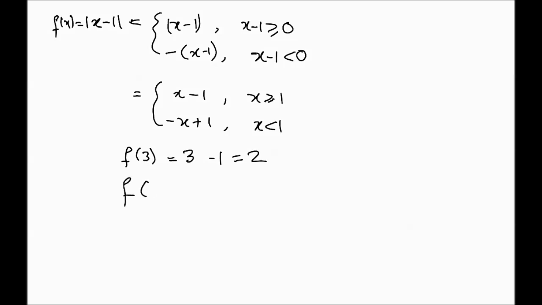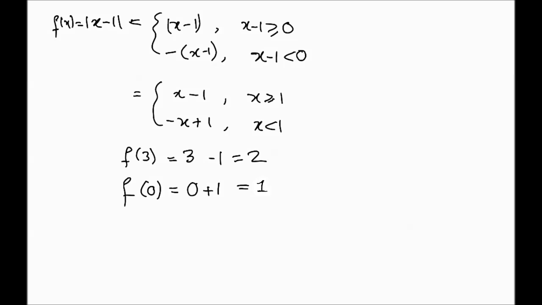Now if I go for f of 0, where does that fit in? Let's just check. 0 is less than 1, so it fits here, so we'll use this formula. So it's going to be 0 plus 1, so it's equal to 1. Now remember that it should always give a positive value. You can never get a negative answer. None of these absolute value functions will ever give you a negative answer. That's the main thing to remember. Choose any value you like, and it'll always give you a positive answer.